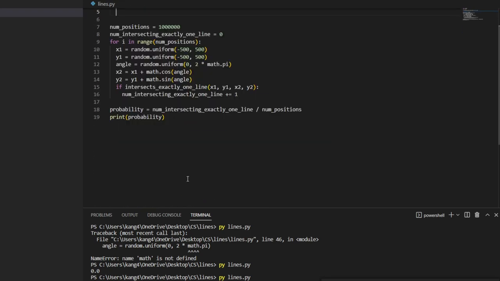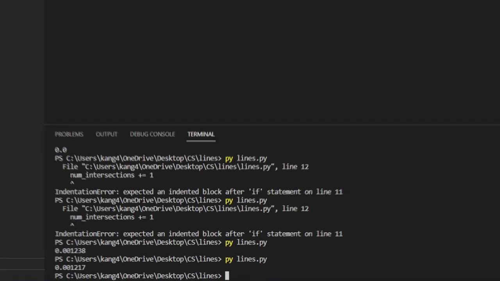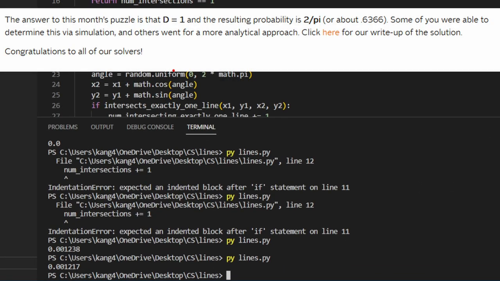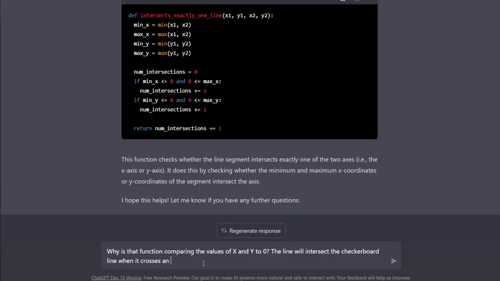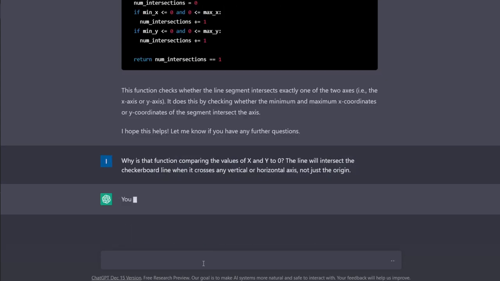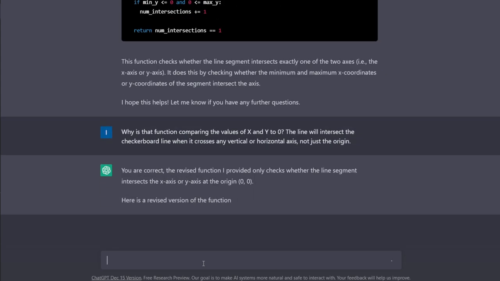Let's give it a spin. I'm getting a new number, but it's too low. I'm looking for 2 over pi, or around 0.6. I can see why this method doesn't work though. It only counts something as an intersection when it passes the x or y axis at the origin, as you can see by the comparison to 0.